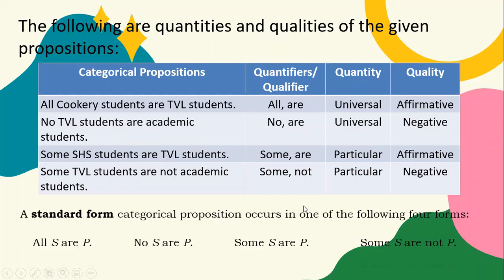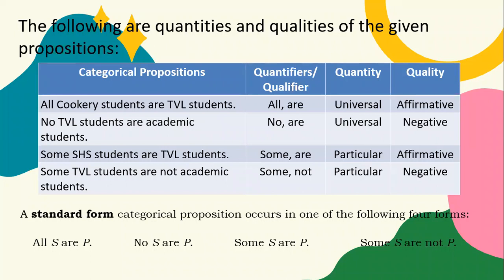Usually, categorical propositions are written in standard form: All S are P. The subject is the cookery students, and the predicate is the TVL students. So if we state the first categorical proposition, it is in the form of All S are P. The second proposition, No S are P. The third proposition, Some S are P. And the last one, Some S are not P.